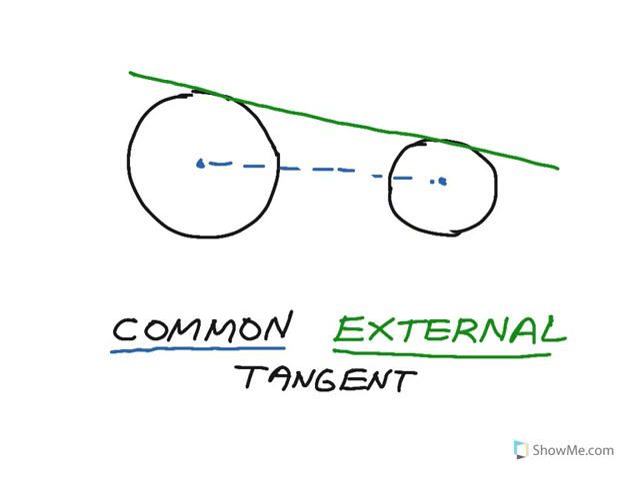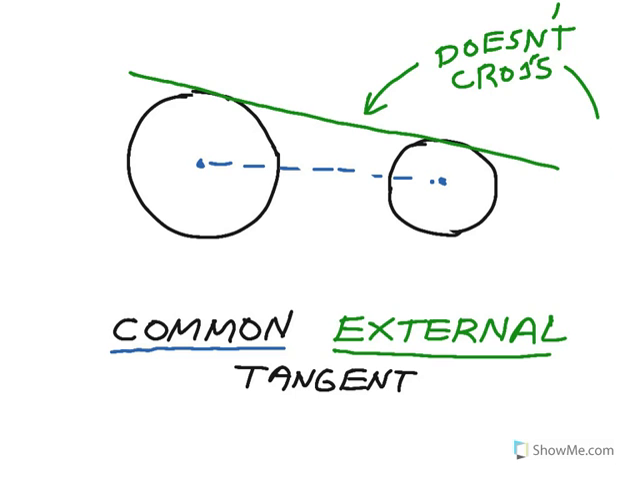Okay, a common external tangent is a line or segment that's tangent to two or more circles at once, but it doesn't cross over that segment that connects the centers of the two circles. So if this line doesn't cross the blue dashed line, then I call this a common external tangent. So you're going to want to get pictures of that kind of in your mind.